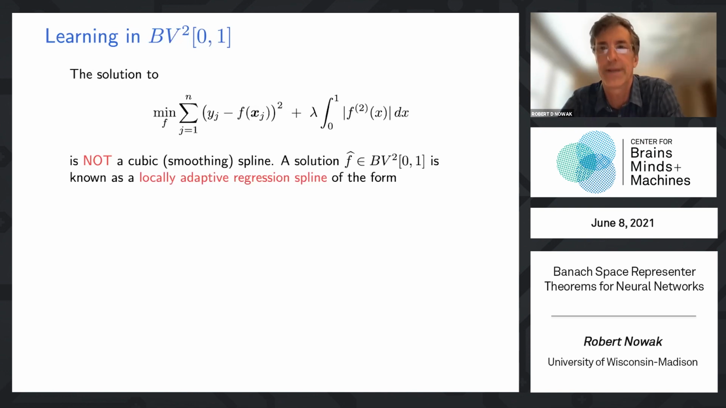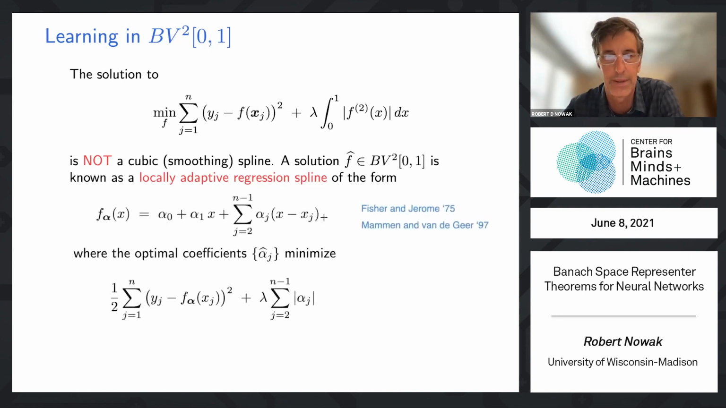So the solution to this optimization is not a cubic smoothing spline. It turns out that the solution is what's known as a locally adaptive regression spline, and it has a particular form that looks like this. It basically looks like a linear function, that's the alpha 0 plus alpha 1 times x at the front of that equation, and then a sum of essentially truncated linear functions. These are effectively the form of a rectified linear unit, these (x minus x_j) with a subscript plus. That means just take the positive part of the argument inside the parentheses. So this is like a rectified linear unit.